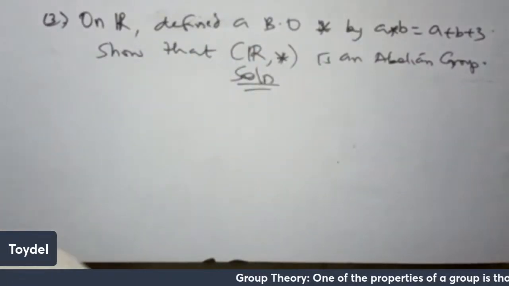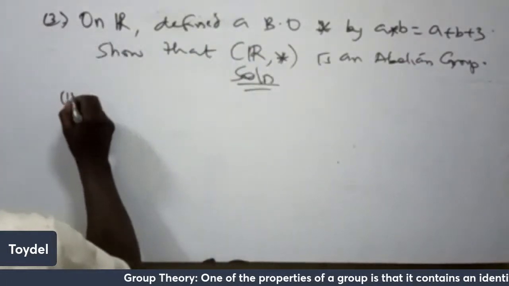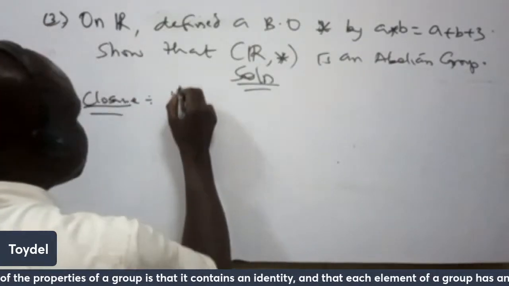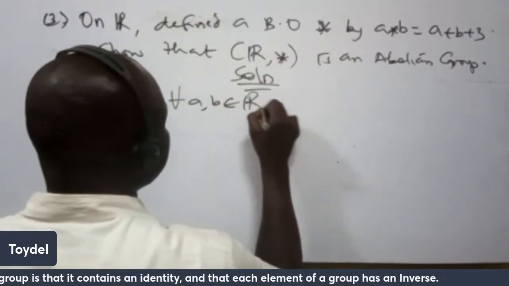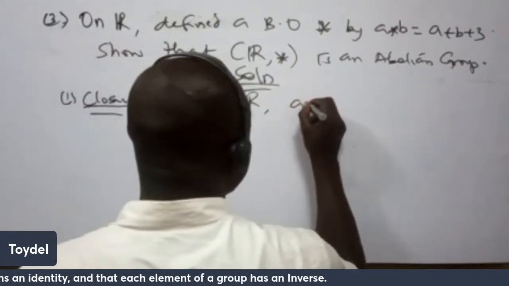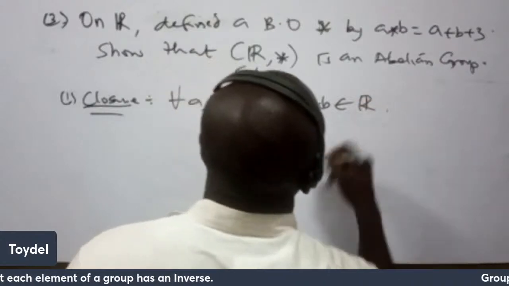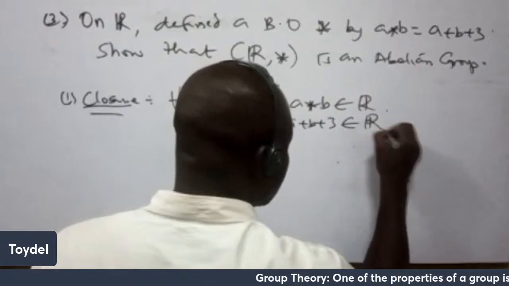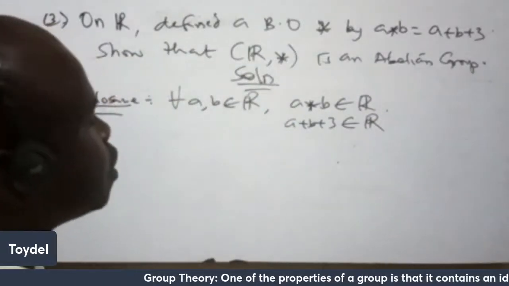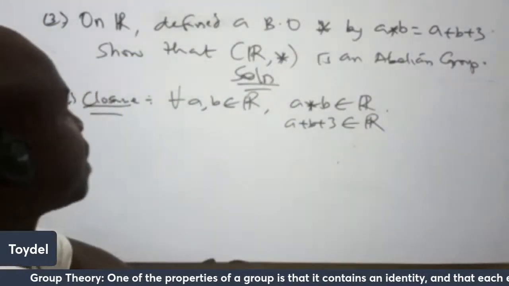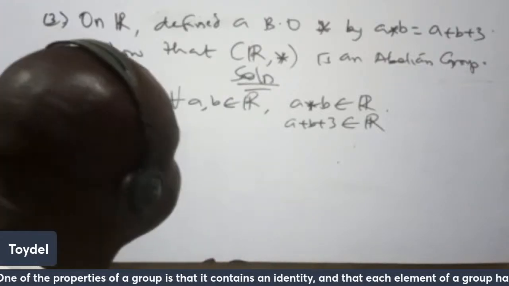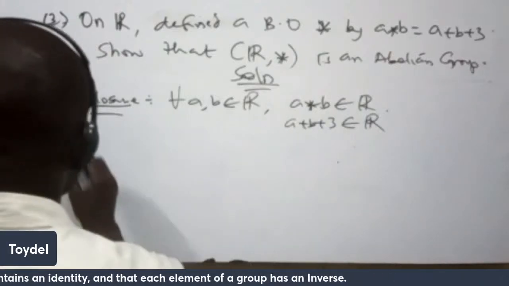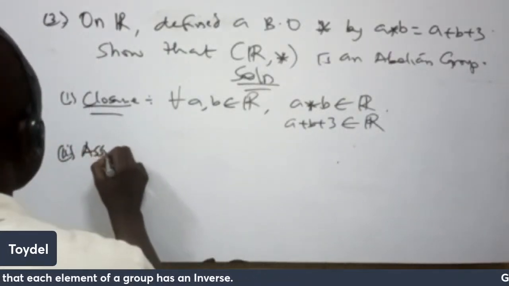So we start from the first one. Let's start with the closure property, the first property. For all A, B that belongs to R, A asterisk B also belongs to R. And of course, what is A asterisk B? A plus B plus 3 will also belong to R. The set of real numbers is the largest set under consideration. So any number you think of, if it is fractional, if it is negative or what have you, everything will still be in the set of real numbers. So it shows that this one is closed. The closure property is satisfied.